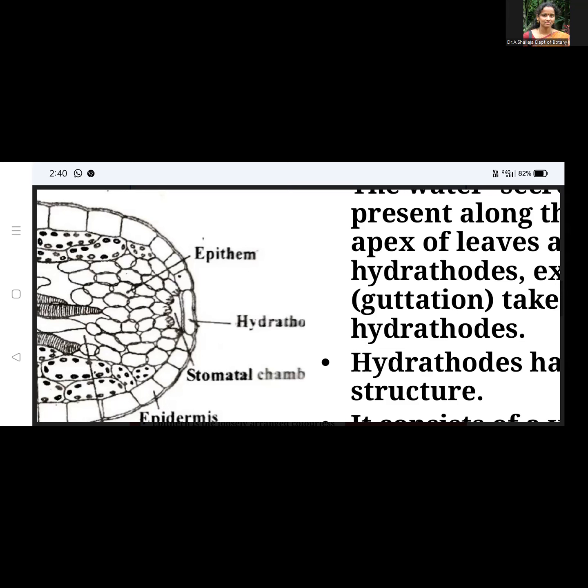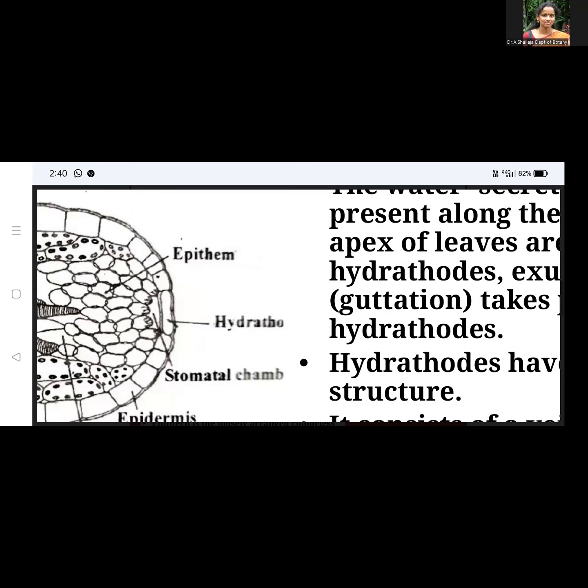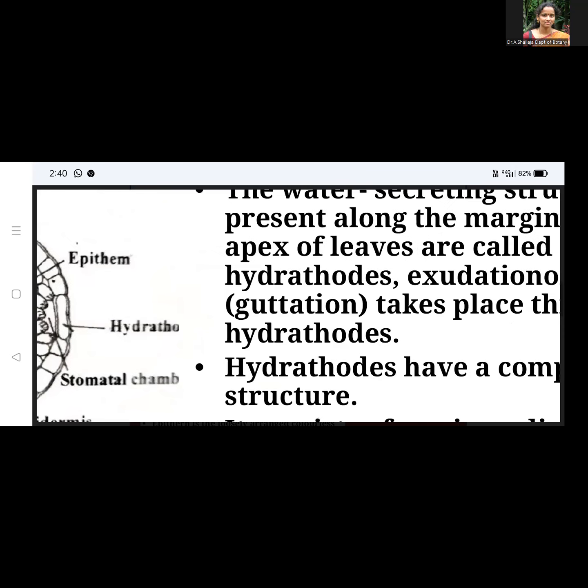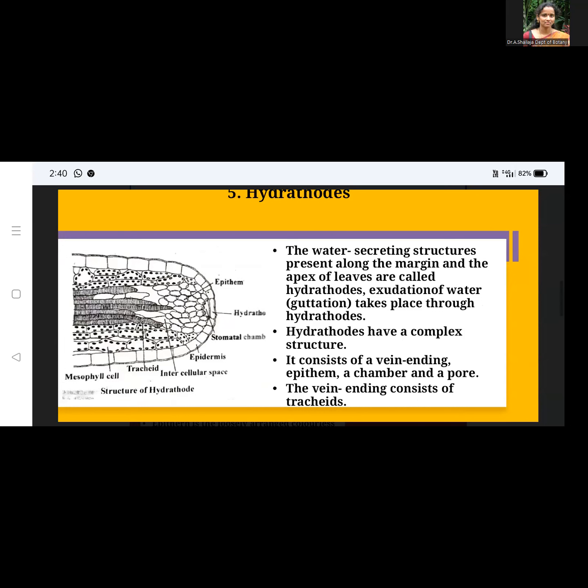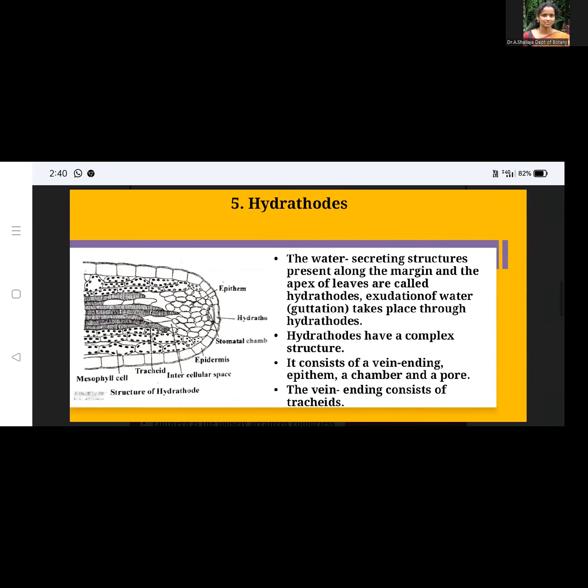These are special structures, the water coming out from the leaves. This is the hydathode structure. The water secreting structures present along the margin and apex of leaves are called hydathodes. Exudation of water, that process called guttation, takes place through the hydathodes. This has a complex structure. It consists of a vein ending, epithem, a chamber, and a pore. The vein ending consists of tracheids.